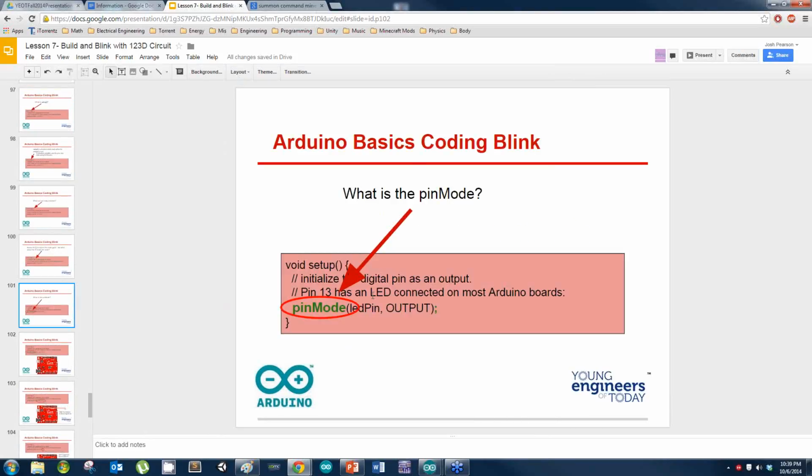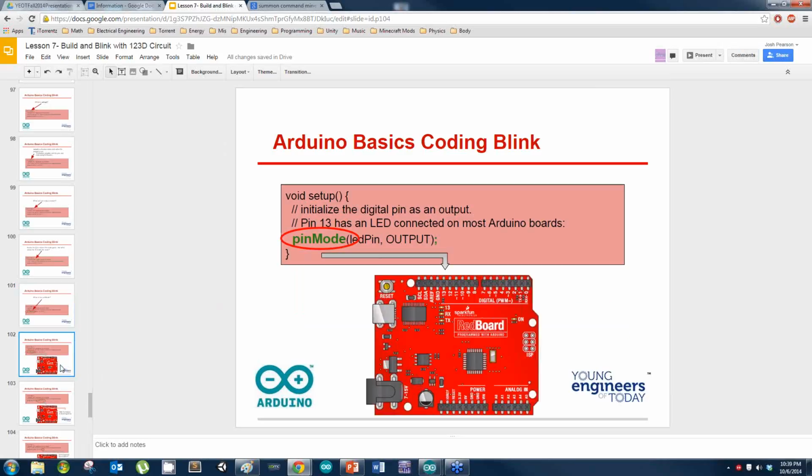Pin mode is a certain keyword that sets the pin modes to either an output or input. Output as in essentially just outputting data or electricity. Input means it's taking in electricity or data or bits of information or all kinds of other little things.